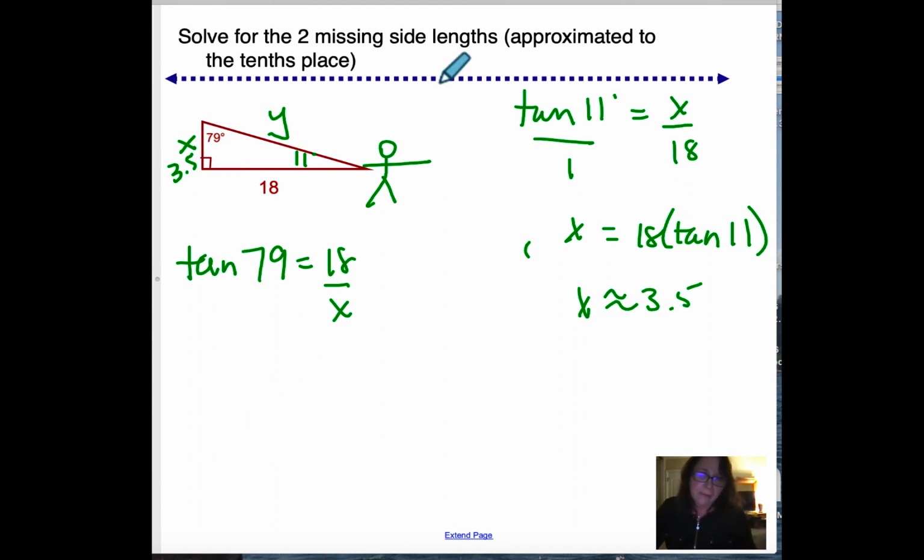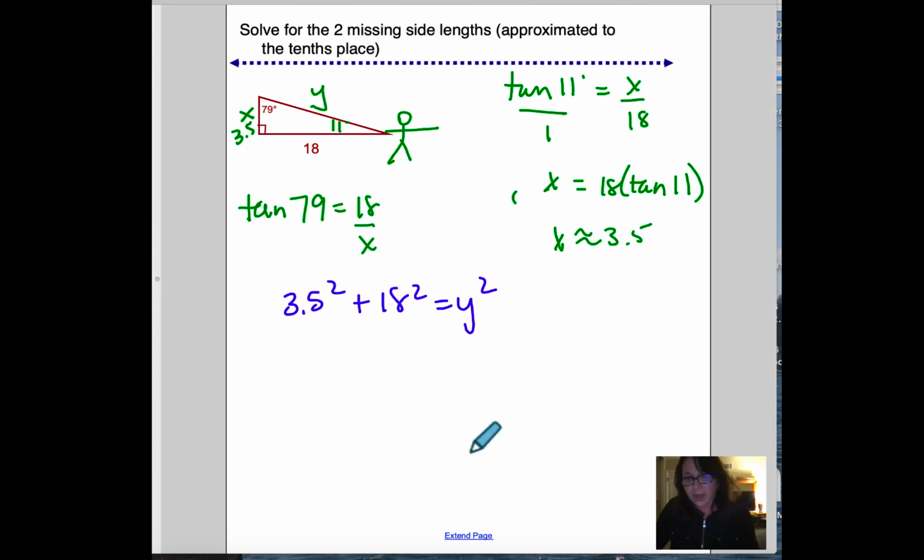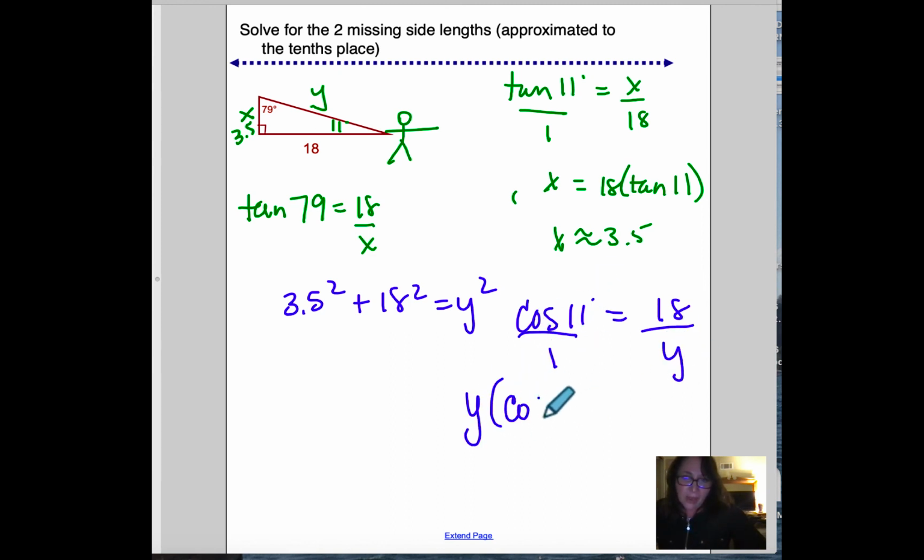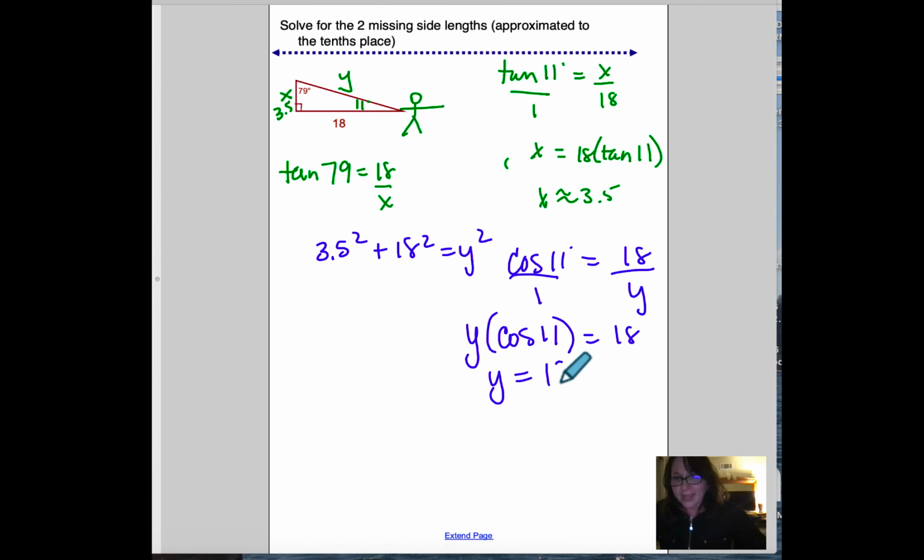So option A, again, to do the other part, is to do the Pythagorean theorem. So 3.5 squared plus 18 squared is equal to y squared. Or I could definitely also use sine, cosine, or tangent, right? So which one would I use? I'm just going to use cosine and find y. Cosine of 11 degrees is equal to the adjacent side over the hypotenuse. When I cross multiply, I get y times cosine of 11 is equal to 18. So y is equal to 18 divided by cosine of 11, and you have to use parentheses.